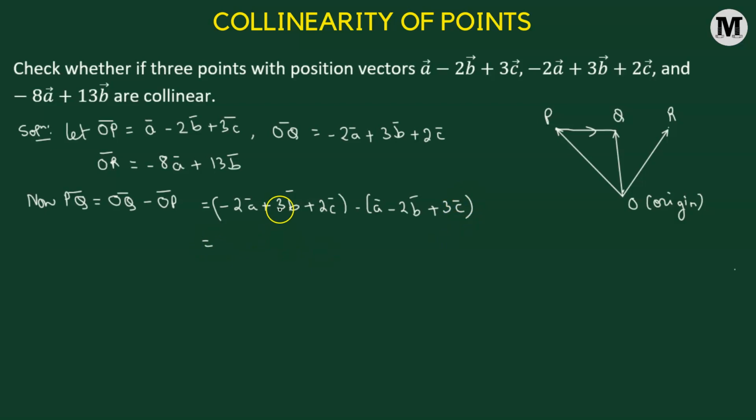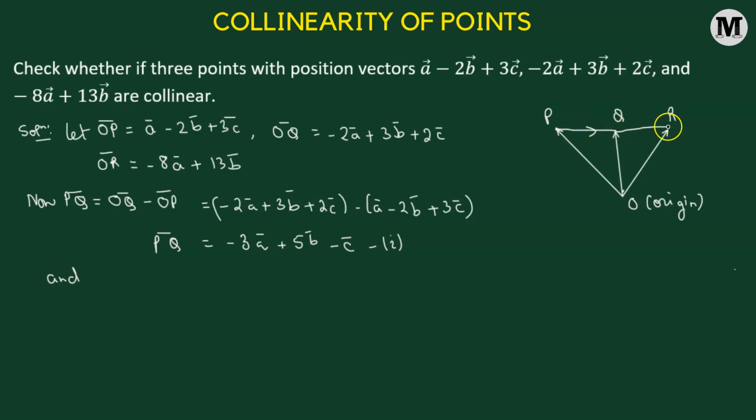Now, when we simplify this, negative 2A minus A is going to give us negative 3A vector. Then we have positive 3B plus positive 2B, so that's going to be positive 5B vector. And then we have 2C vector minus 3C vector, so that's going to be negative C vector. We're going to label this as number 1, so this is the vector PQ. Next, we're going to find the vector QR.